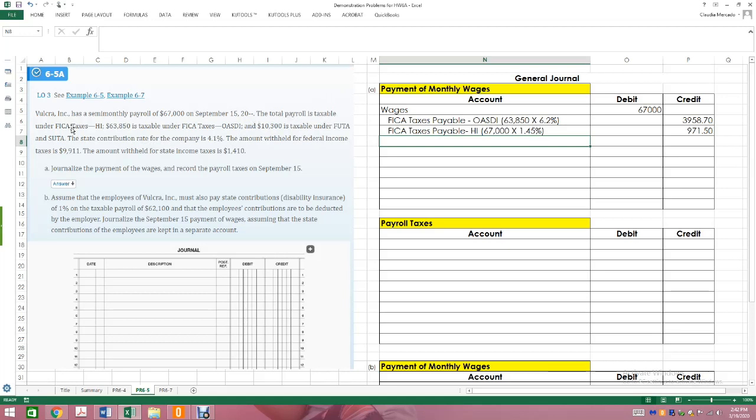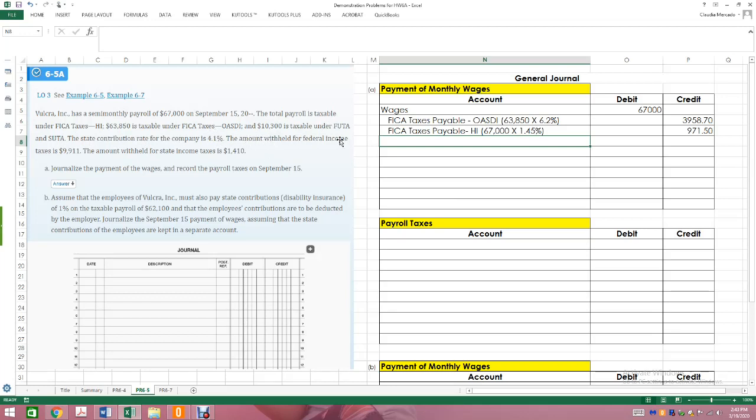The total payroll is taxable under FICA. $10,300 is taxable under FUTA and SUTA. So in this particular problem, taxes are being withheld for federal and state unemployment. That's for the employer. Now it also says the state contribution rate is 4.1%. Okay, now here we go.